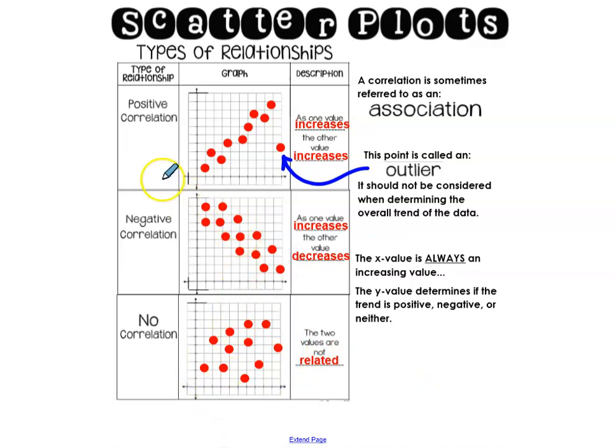Now as you read from left to right, you follow the general path of the points. Sometimes maybe you have one or two points that are lying farther away from the data. We call that an outlier. And we really don't take that into consideration when we're determining the overall trend of the data. Remember, the trend of the data is how your eyes are moving as you read the graph from left to right.